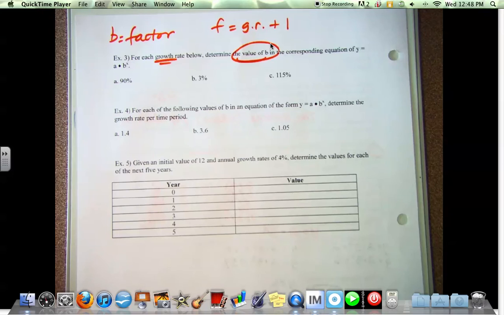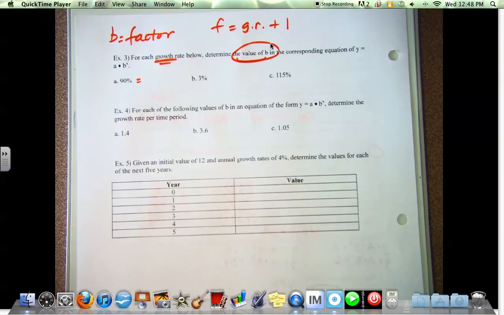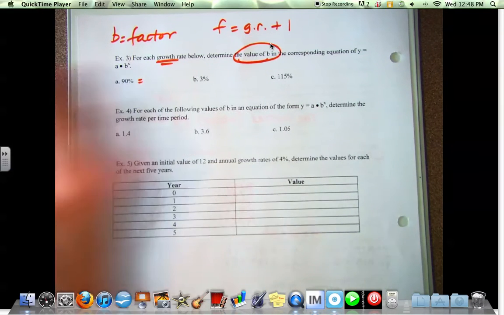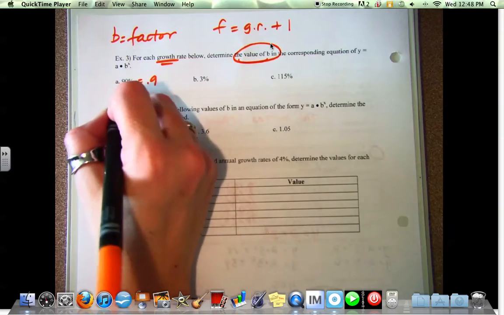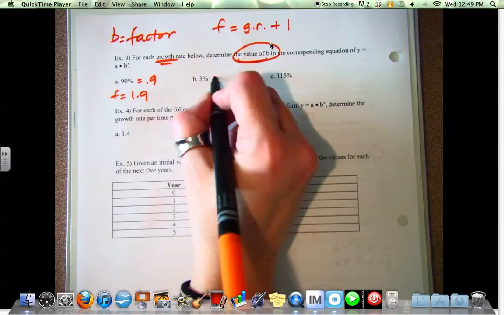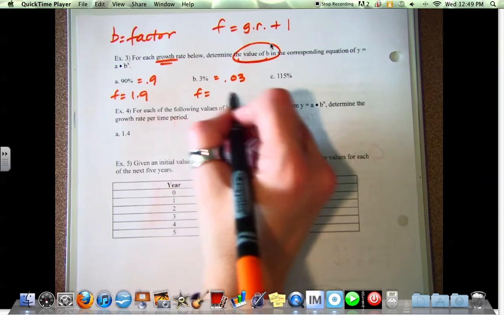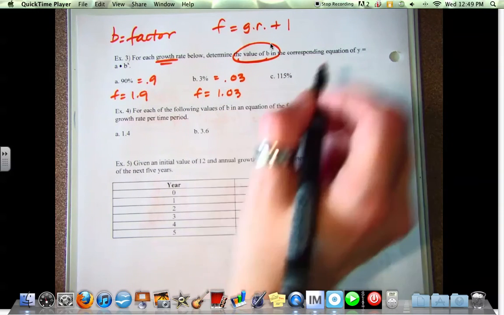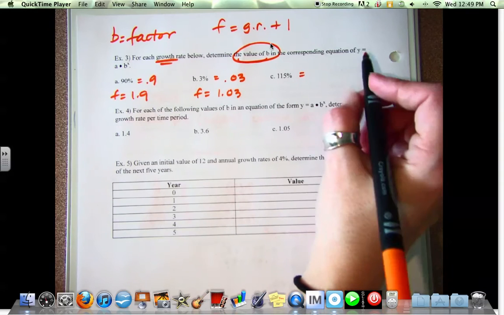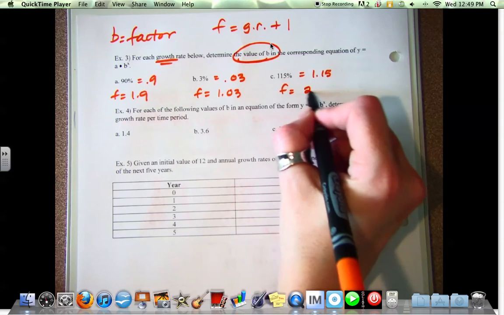So I have 90% for my growth rate. What do I need to do with this first? The decimal is 0.9, plus 1, so my factor is going to be 1.9. B, what is it as a decimal? 0.03, so that means my factor will be 1.03. Very good. And C, 115%. 1.15. So my factor is 2.15. Very good.